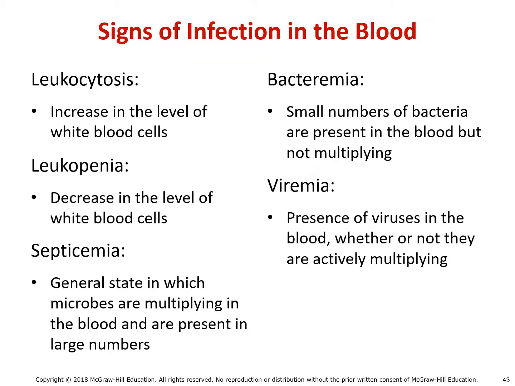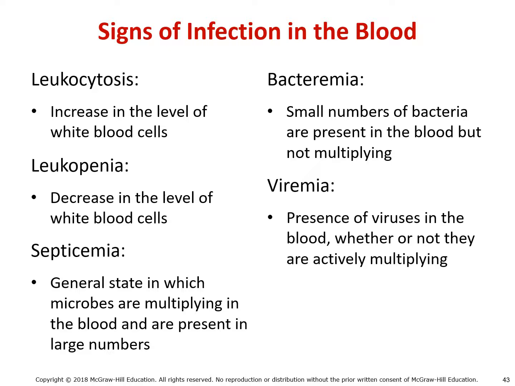There can be signs of infection in the blood, including leukocytosis. Leukocytosis is going to be an increase in the levels of white blood cells. This would illustrate that the body's trying to fight back against a potential infection. Leukopenia would be the opposite, where we're losing a fight against an infection, and thus we see a decrease in white blood cells. Septicemia is going to be a general state in which microbes are multiplying in the blood and are present in large numbers.